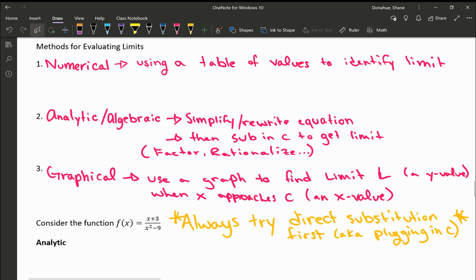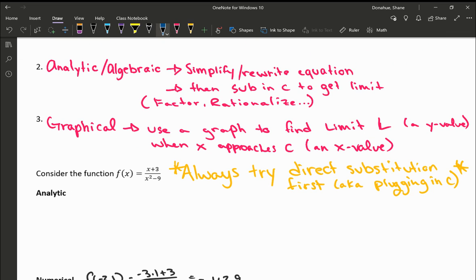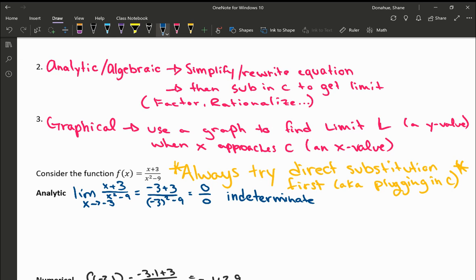We're always going to try direct substitution first, aka plugging into our equation. So for this first guy, we've got analytic. We're looking at our limit as x approaches -3 of x plus 3 divided by x squared minus 9. So if we do direct substitution, I'll have -3 plus 3 divided by -3 squared minus 9, which is 0 divided by 0. It's undefined, and when we get that for a limit, we call it indeterminate. So that's no good. We have to keep going and try to simplify that.